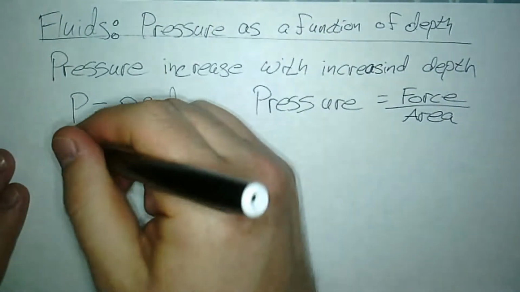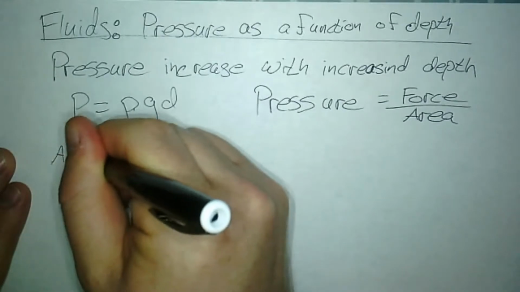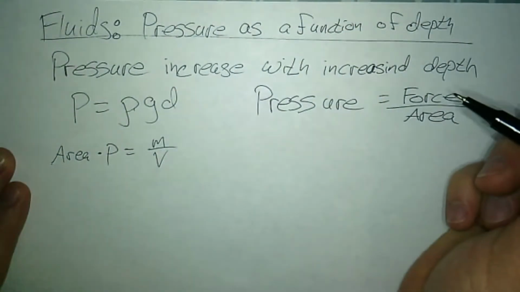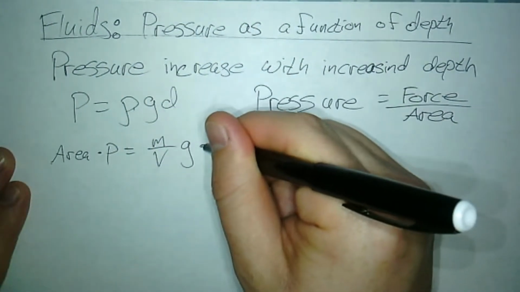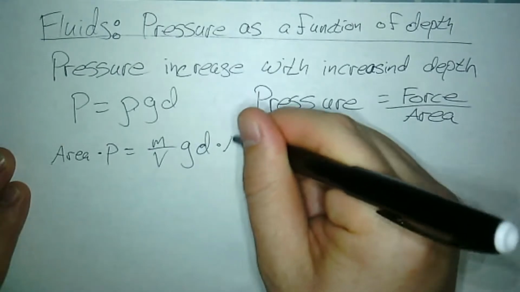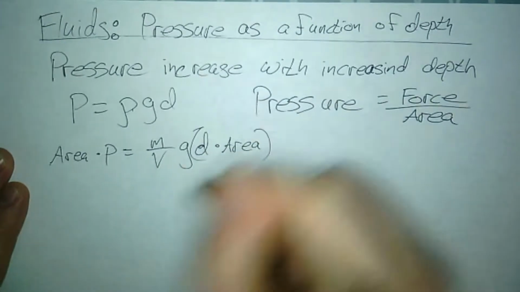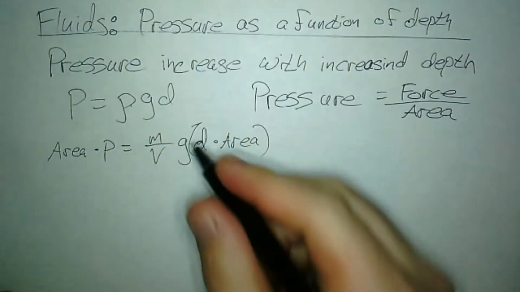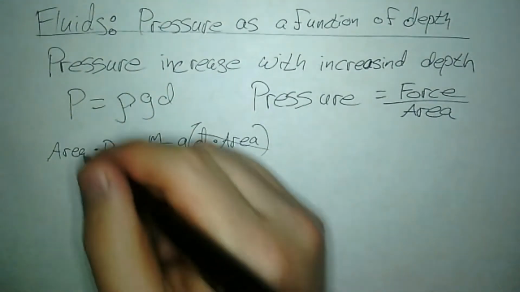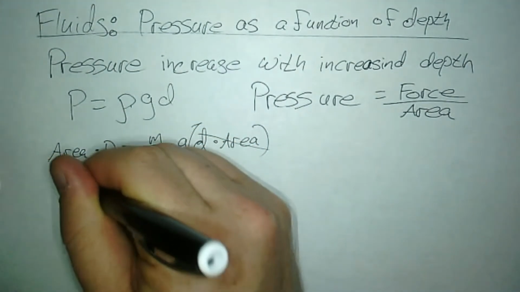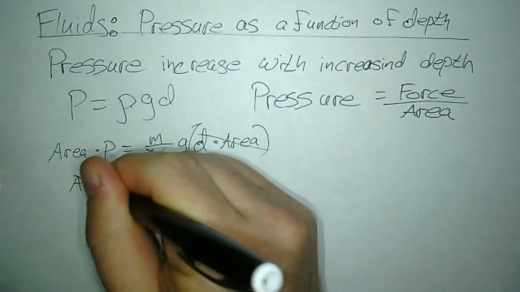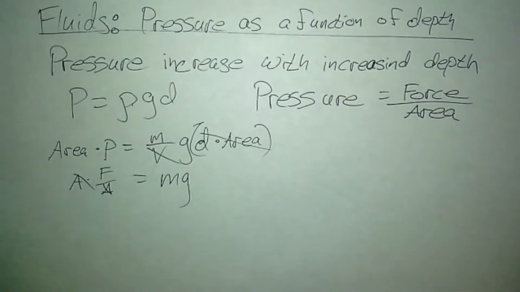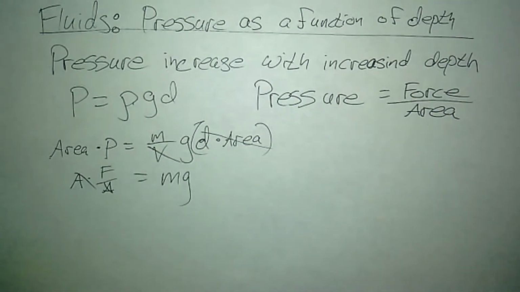So if I say area times pressure is equal to mass over volume, which is what the density is, times g times d times area. Well, this term looks a lot like volume. And so this can cancel with that. And when I say this term over here is A times F over A, those two also cancel. So I get mg, right? So that's where this equation comes from. But there's a little bit more to it than that.